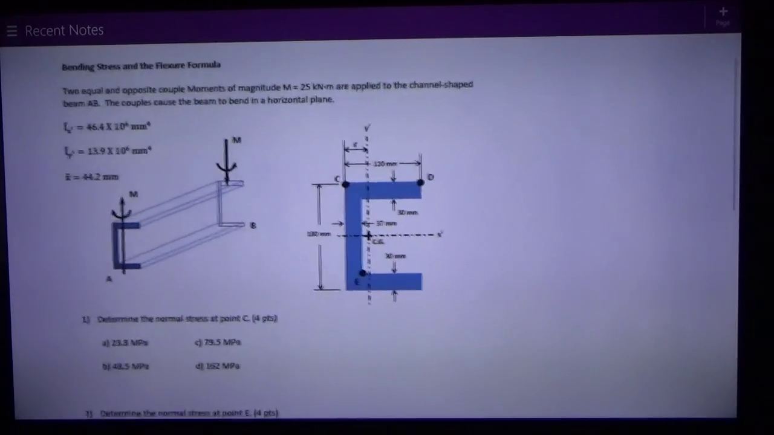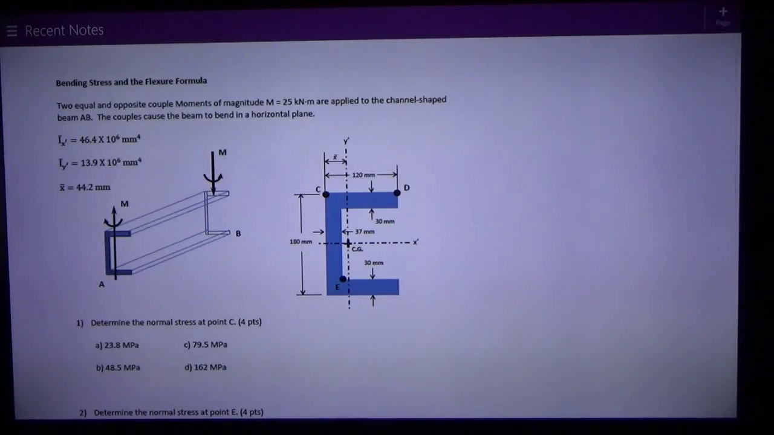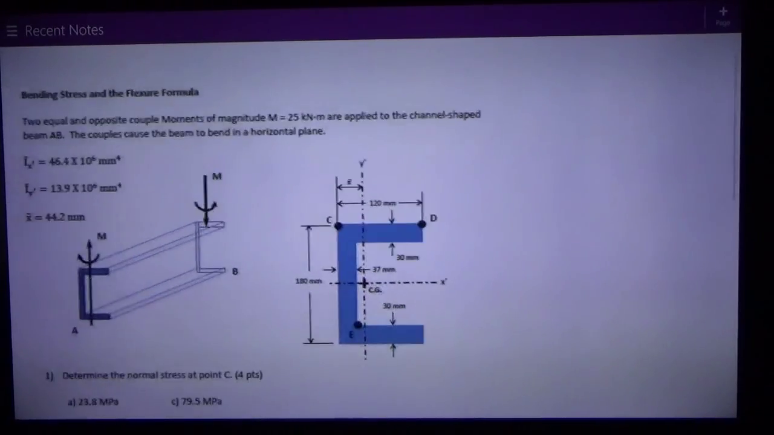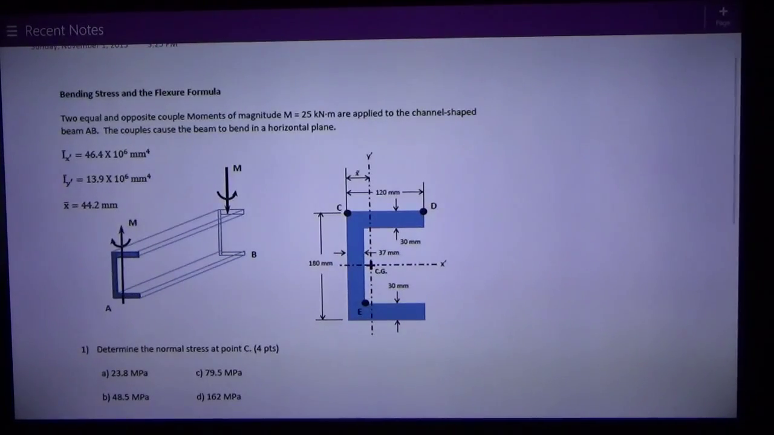We have a channel C-shaped beam with a y-axis bending. The moment in this case is 25 kilonewton meters. And note that it's a y-axis bending. It's bending about the y-axis.